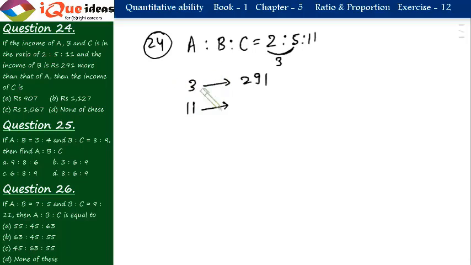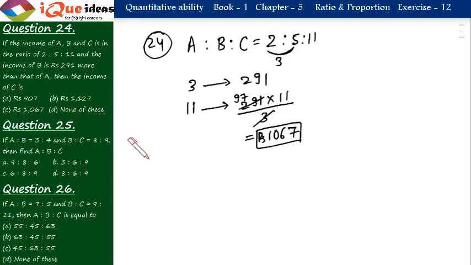So if 3 is equivalent to 291, 11 will be equivalent to 291 into 11 upon 3. Alright, so divide 291 by 3. I think 291 will get cancelled. It will be 97 multiplied by 11, so you will get 1067. So 1067 rupees is the income of C. Alright, this is how we do it.